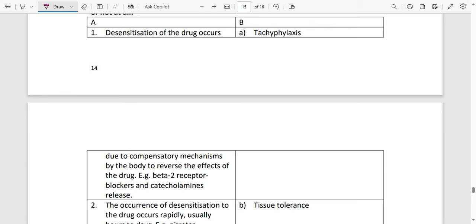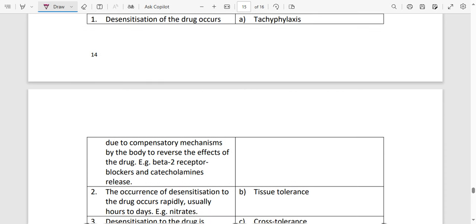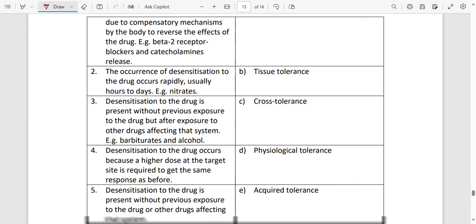Remember, it is to reverse. Like the example we gave: if someone has high blood pressure, we give something to lower their blood pressure. It's physiological. Thank you. And then number two, the occurrence of desensitization to the drug occurs rapidly, usually within hours to days. Tachyphylaxis. Thank you so much.